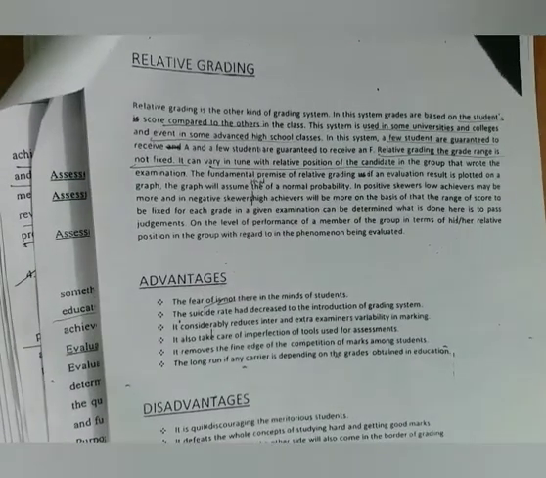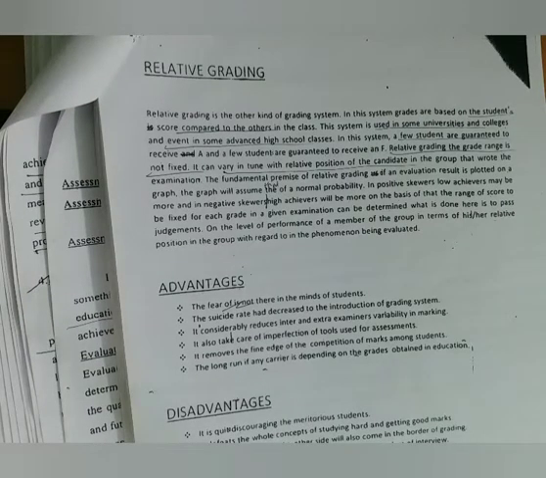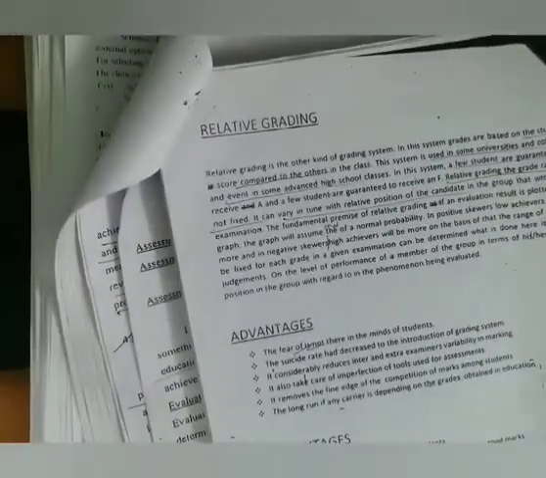Then the next is relative grading. Relative grading is another kind of grading system. It is based on the student's score compared to the others in the class. So this system is used in some universities and colleges and even in some advanced high school classes. In relative grading, the grade range is not fixed. It can vary in tune with the relative position of the candidate in the group that wrote the examination. So that is relative grading. From the name itself, we can tell that a sort of comparison occurs there.